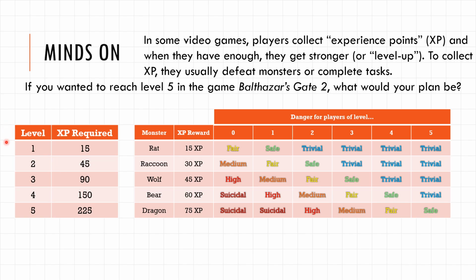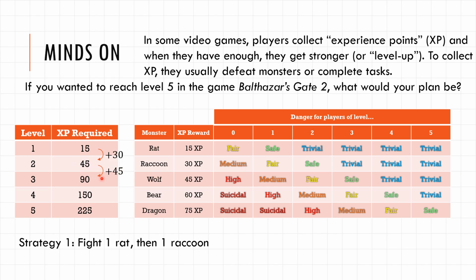One of the strategies that you might come up with, hopefully you've had enough time by now, is to fight one rat first. That would be a fair fight at level 0, and it would give you 15 experience points. That's level 1. Now, to get to level 2, recognize that you need another 30 experience. So you might say to yourself, a raccoon gives me 30, and a raccoon at level 1 is a fair fight. So I'll fight a raccoon. That'll take me to level 2.